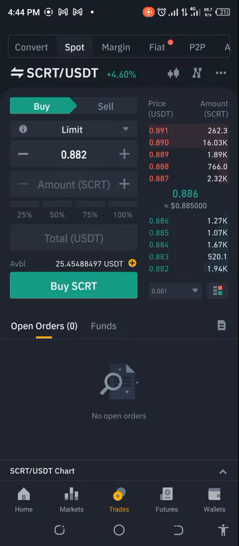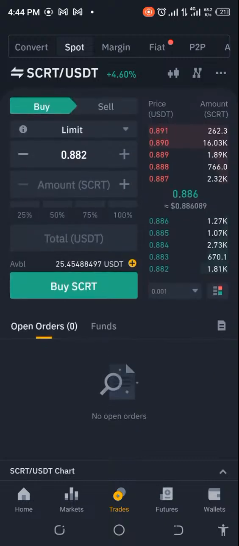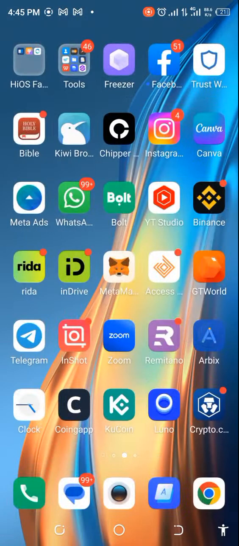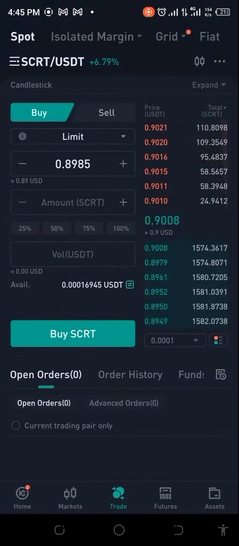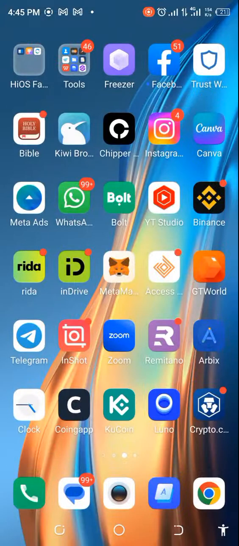Yes, we just got the signal now, and we're trying to see this work. Okay, so this is the SCRT/USDT. You can see here currently the price is 0.886, and on KuCoin it is 0.9. So there is a difference, so we need to be really fast.